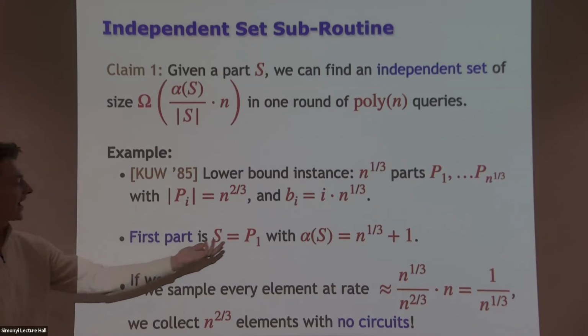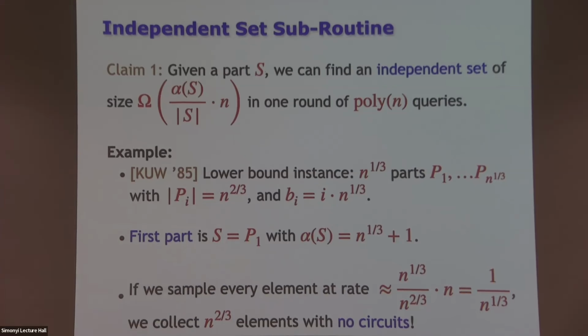And so naturally then the alpha value, which is again the median location of the first circuit, would just be the budget plus 1. Right? So it would be n to the 1/3 plus 1. And so this claim is telling you that you can then find an independent set of size n to the 2/3 in this matroid. Right? If you plug in magnitude S, alpha, and n, it would give you n to the 2/3.